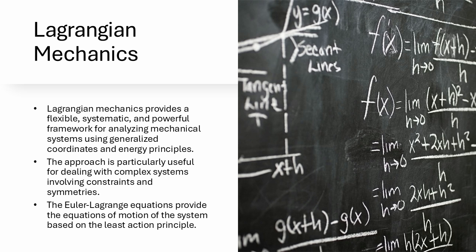Right. But as you can imagine, it could get quite cumbersome when dealing with complex systems with lots of moving parts and constraints. I can see how trying to keep track of all those forces and accelerations could get messy quickly. So Lagrange came to the rescue with this new approach. He did. He introduced the concept of generalized coordinates and this revolutionary idea of the principle of least action.